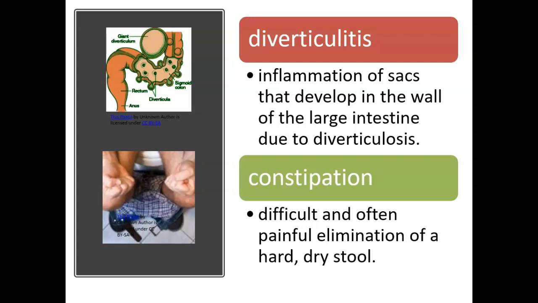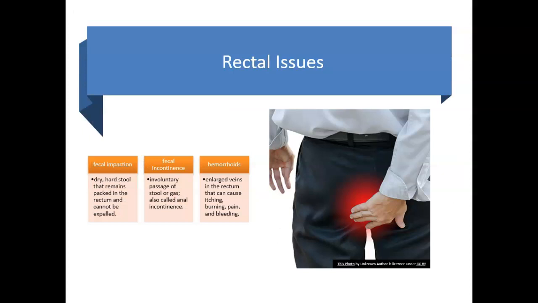Constipation is difficult and often painful elimination of a hard, dry stool that is common in the elderly. Rectal issues: fecal impaction is where dry, hard stool remains packed in the rectum and cannot be expelled. Fecal incontinence is involuntary passage of stool or gas, also called anal incontinence. And hemorrhoids are enlarged veins in the rectum that can cause pain, itching, burning, and bleeding.